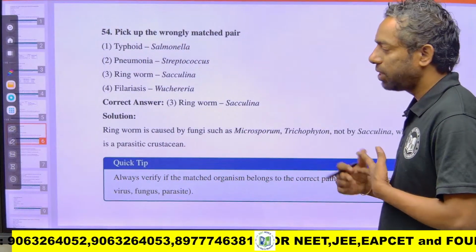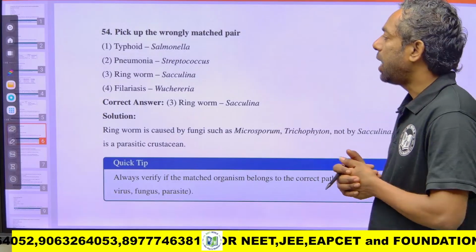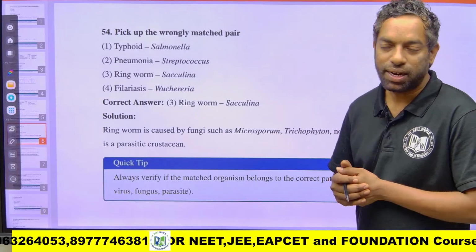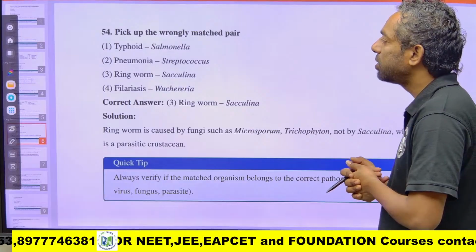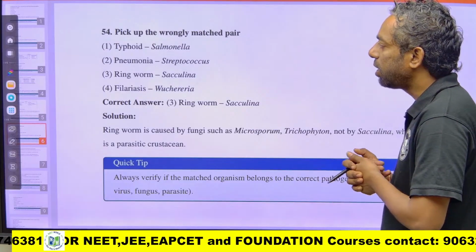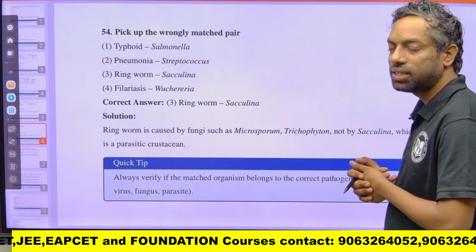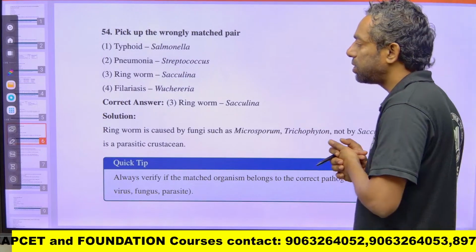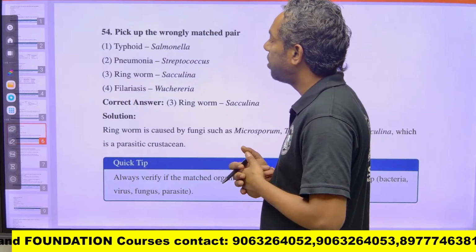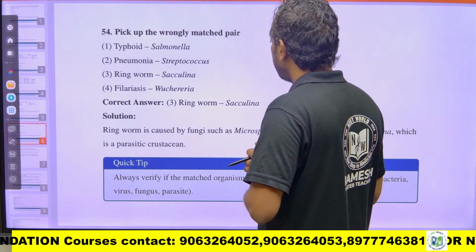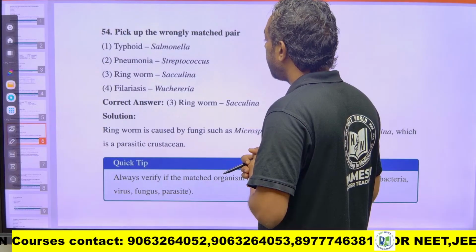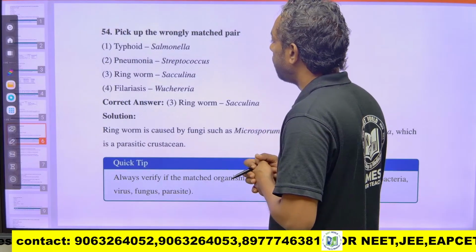Next question: pick the wrongly matched pair. Typhoid is Salmonella typhi, a bacterial disease. Pneumonia is Streptococcus, and ringworm is Saculina, which is a fungal disease. Filariasis is Wuchereria, about aschelminthes. The answer is that ringworm with Saculina is wrong.